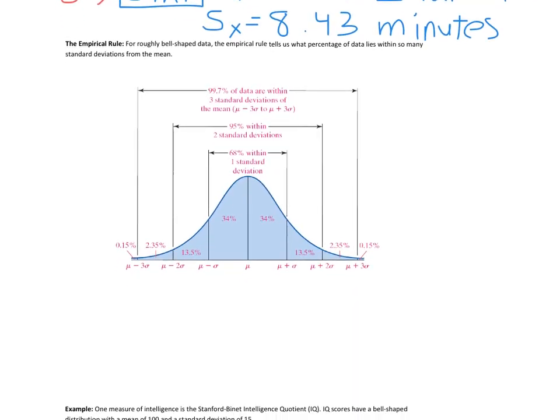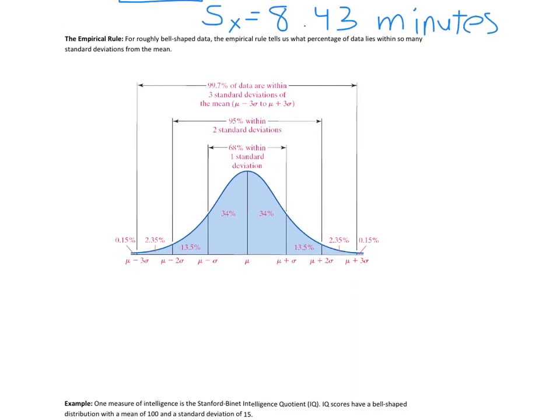The last thing we're going to look at is the empirical rule. The empirical rule is only to be used when we have roughly bell-shaped data. If we have bell-shaped data, the empirical rule tells us how the data is dispersed. And how they do it is this. They tell us the percentage of data that lies within so many standard deviations from the mean.